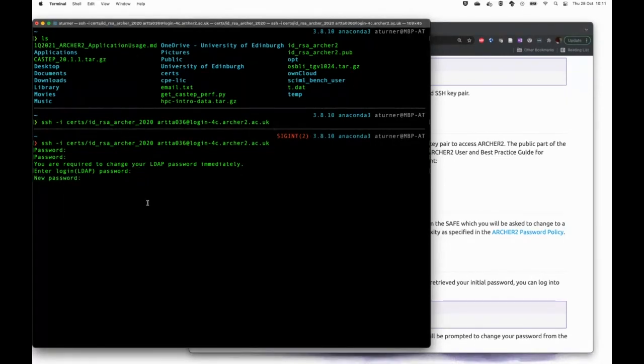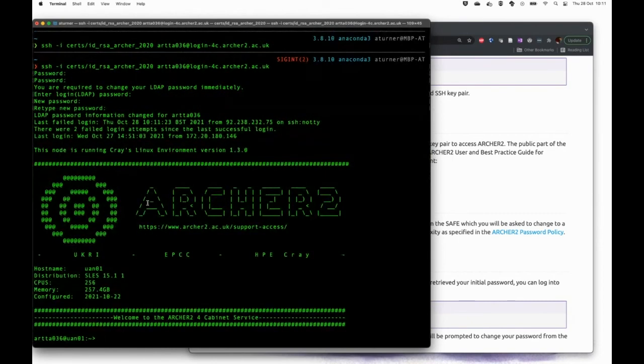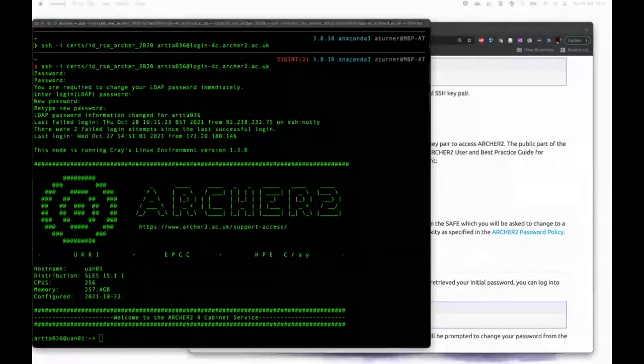And then it asks me to choose a new password. So let me try typing a different password of my choosing. You have to enter that twice. Okay, so I chose a new password and then it let me log in to Archer2.